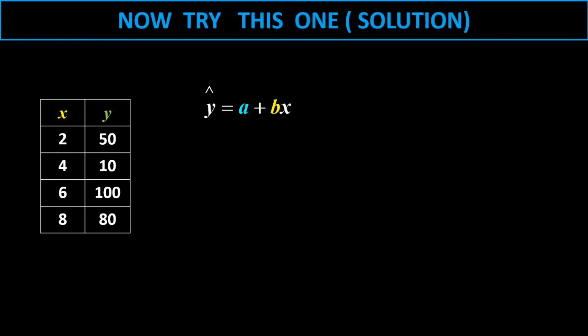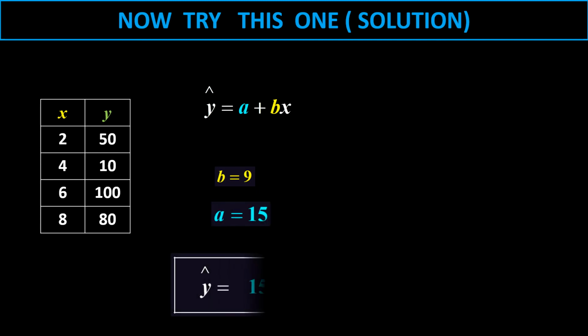Let's see there. So that's what we want. So if you use your calculator, you'll see B will be 9. Did you get that? And you'll see A value is 15. And there we've got exactly the same equation. Y hat is equal to 15 plus 9x. Okay. Hope this helps you. So you have the option there.